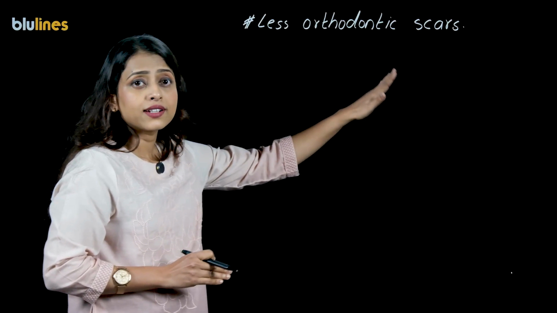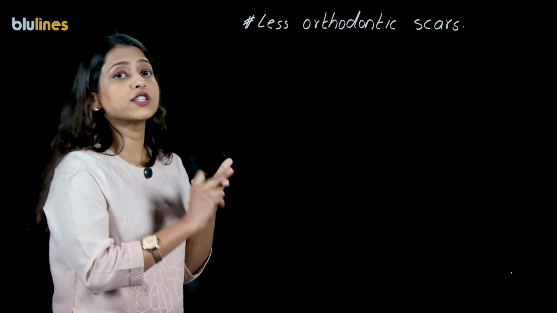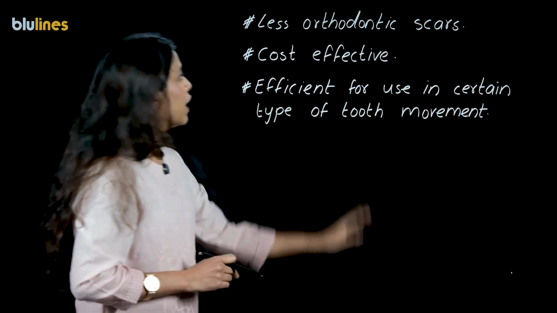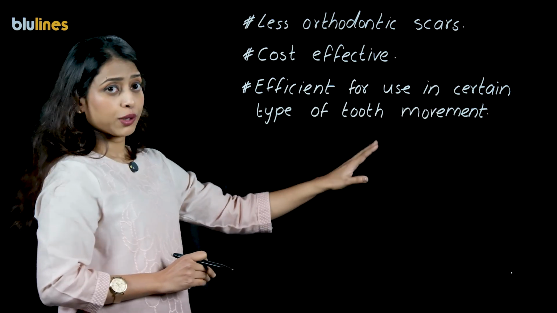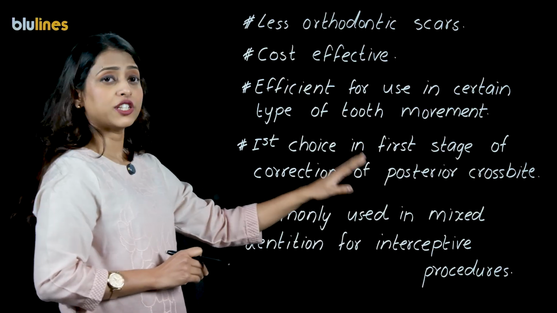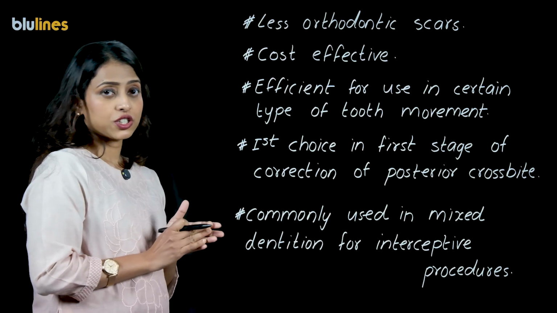Less orthodontic scars. Orthodontic scars are any adverse effects of orthodontic treatment, including soft tissue or hard tissue injury or white spot lesions. Cost effective, efficient for use in certain kinds of orthodontic movement. First choice in the first stage of correction of posterior crossbite, commonly used in mixed dentition for interceptive procedures.